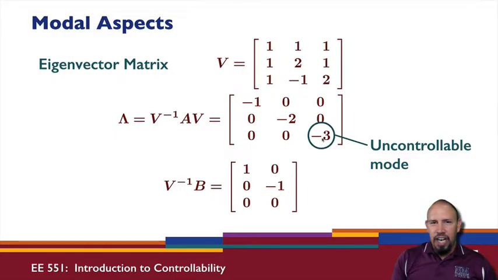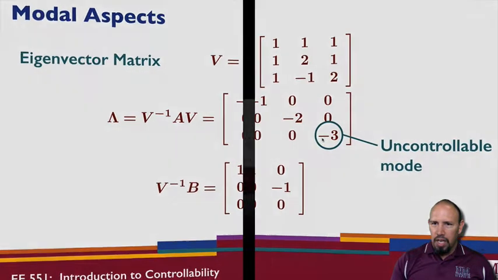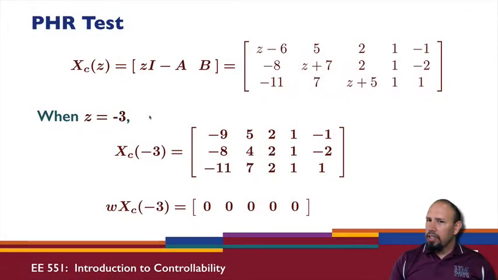So that is an uncontrollable mode. If I now looked at this quantity, this xz, I can go through and show that it's equal to this. If I plug in 3 for -z, this is the matrix I get. I can go through and show for that same w, I can multiply it out and show that I get all zeros all the way across.